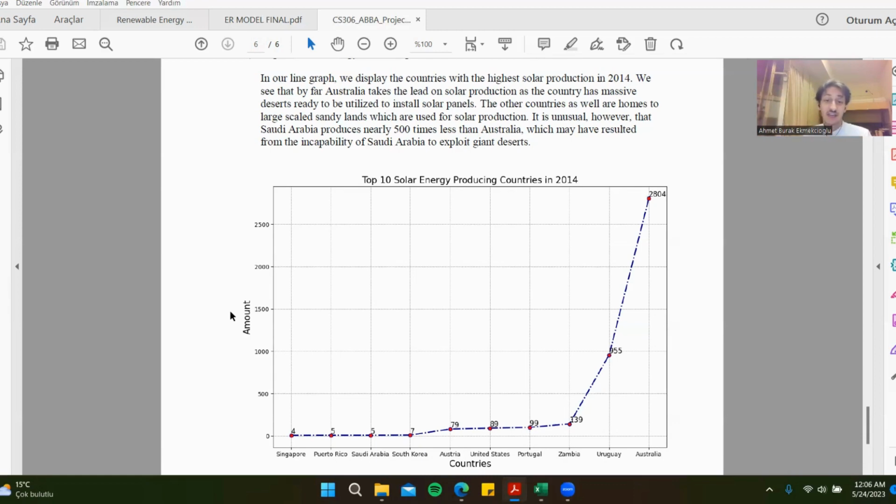The impressive thing is Saudi Arabia's solar energy production, which is just 5, and Australia's solar energy production is nearly 600 times higher than Saudi Arabia's. The reason Saudi Arabia produces so little solar energy may be that they don't have the means, or they don't need to produce those amounts of solar energy, since they have oil, coal, and natural gas to produce energy from. So they don't need solar energy. That may be the reason they are producing only 5 units of energy.